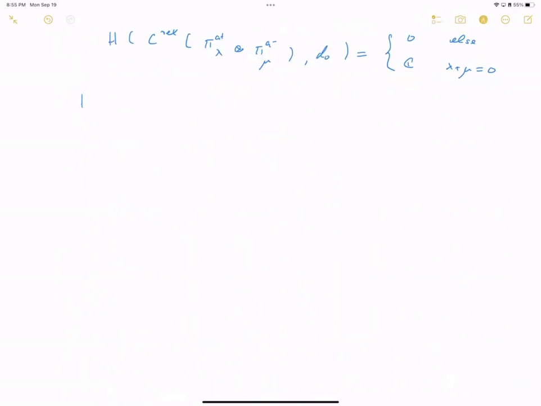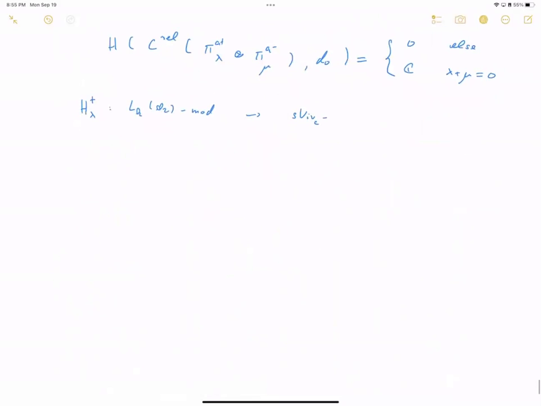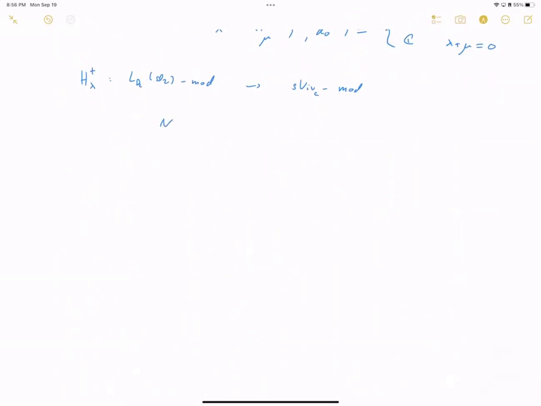I can define functors. So now let's define this H for some kind of homology functor. So what you do is you go from one side to the other side. So for example, from SL2 modules to super Virasoro modules. And the minus will then go to the other side. So what I have to do is start here with a module.